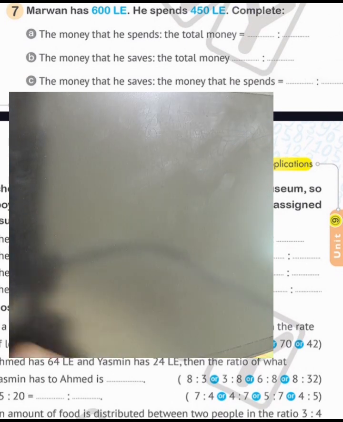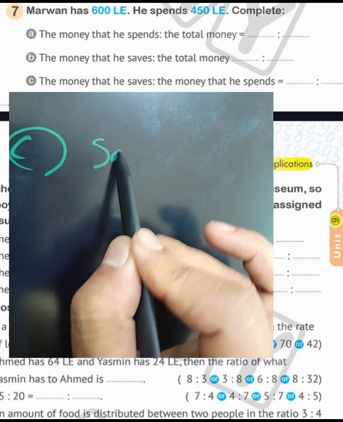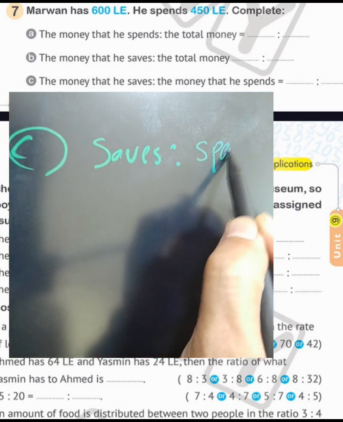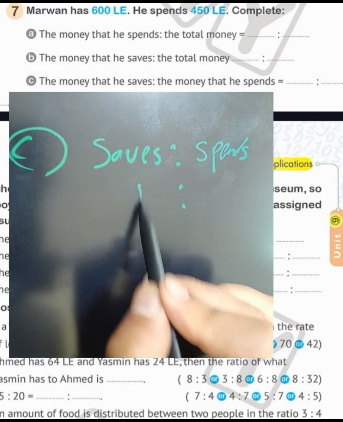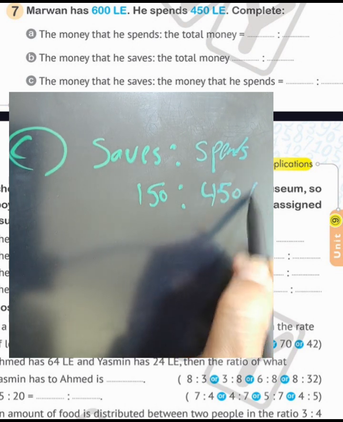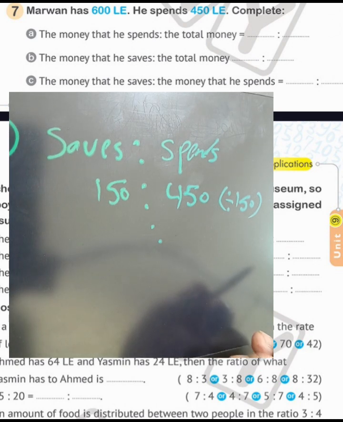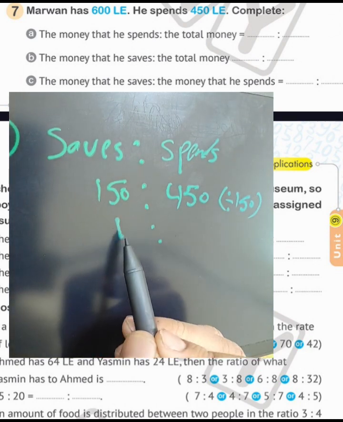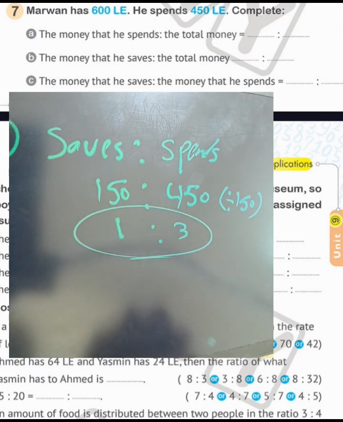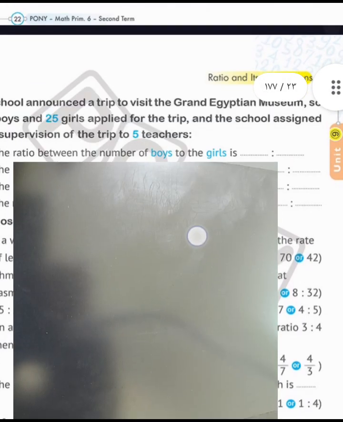Question letter C. The ratio between the money that he saves to the money he spends. Okay, he saves 150. And what about he spends? He spends 450. We can divide it by 150 in one step, because that is the common factor between two numbers. 150 divided by itself will be 1, and 450 divided by 150 will be 3. Then the ratio will be 1 to 3. Next example.